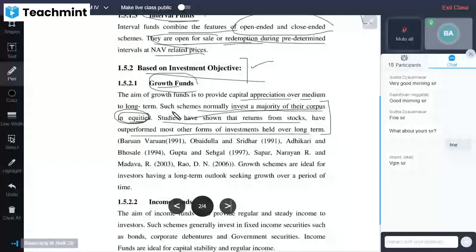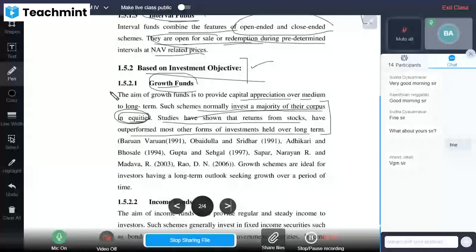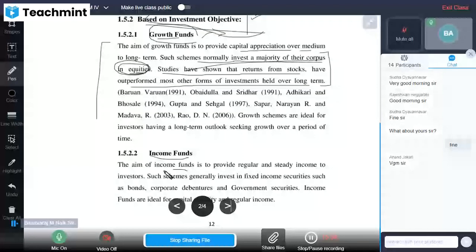We can say that Axis Blue Chip Fund and Axis Mid Cap Fund are kinds of growth funds. A fund which is going to invest for the purpose of capital appreciation, that is the mutual fund objective. So that's why mutual funds can be categorized by investment objectives, with growth funds investing into equities. And income funds are there. The main aim of income funds is to provide a regular and steady income to the investors.